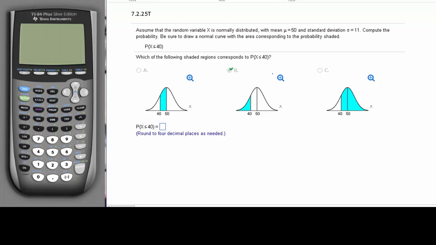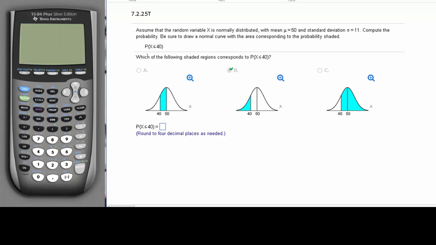All right, I want to do a quick example showing an application of the normal distribution. So for this problem, assume that the random variable x is normally distributed with a mean of mu equals 50 and a standard deviation of sigma equals 11. Compute the probability. Be sure to draw a normal curve with the area corresponding to the probability shaded.